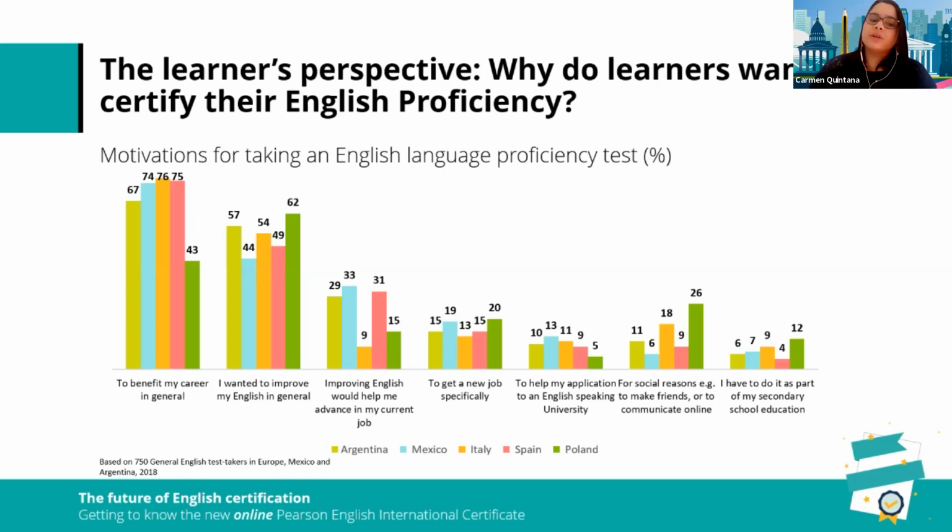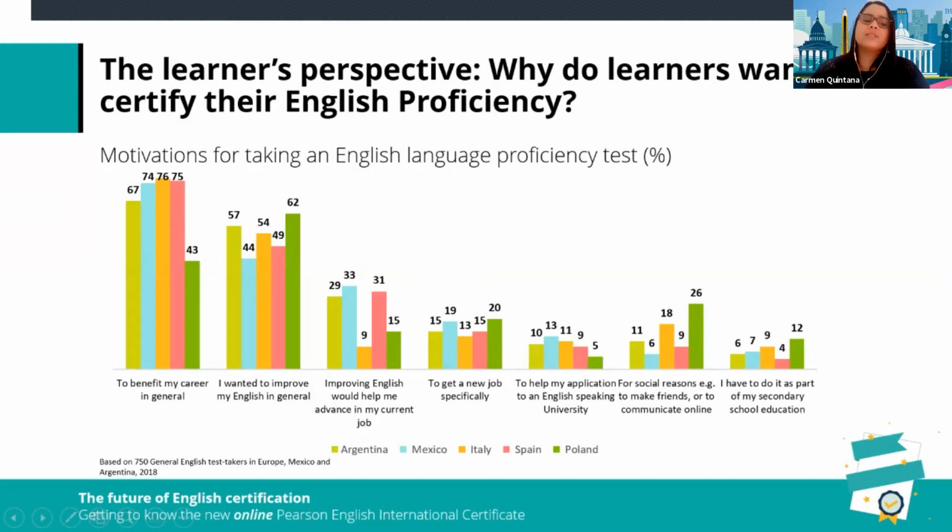Learners want to improve their careers, but they also want to improve their English in general. They also feel that improving their English would help them advance in their current jobs. They feel that it could help them get a new job, or it could progress their university application. And of course, it could also allow them to communicate with friends, or there's a percentage as well that do it as part of their secondary education. So motivations are diverse across different populations and age groups.